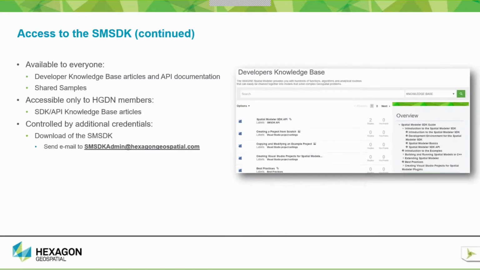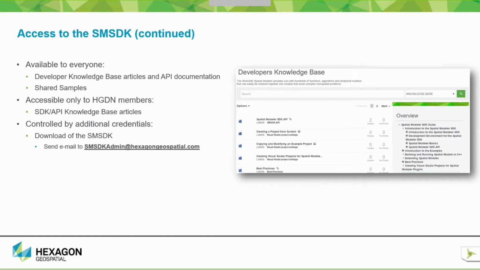There are different levels of access. Everybody has access to the knowledge base, articles and API documentation, and the shared samples. The API documentation is the documentation for the SMSDK itself, and that is available to everybody. If you are a Hexagon HGDN member, you also have access to the knowledge base articles.